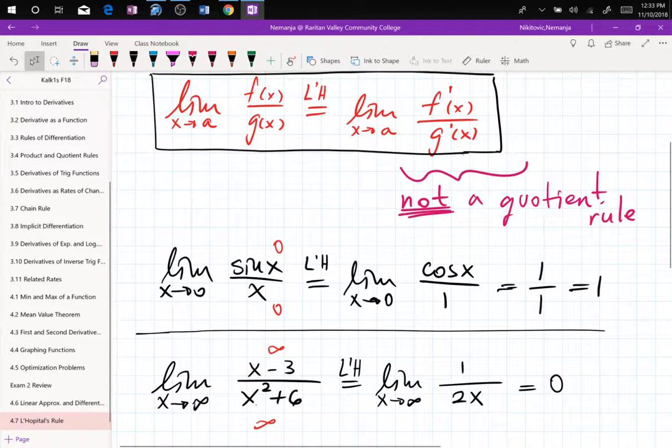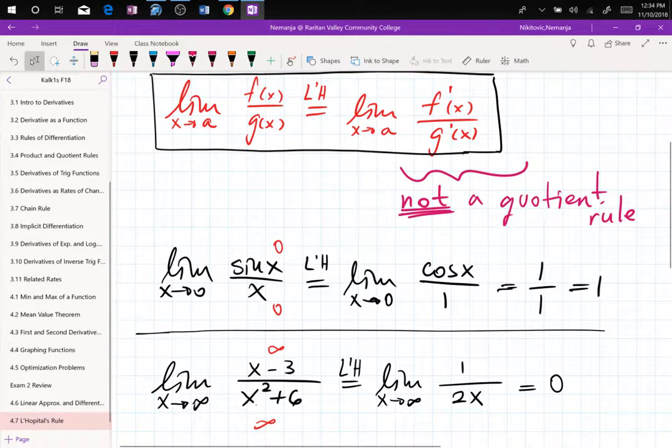You can't do it anymore. It only works when it's 0 over 0. And you can chain as many as you want, as long as it persists to be one of these cases. So that's L'Hopital's rule. Done.